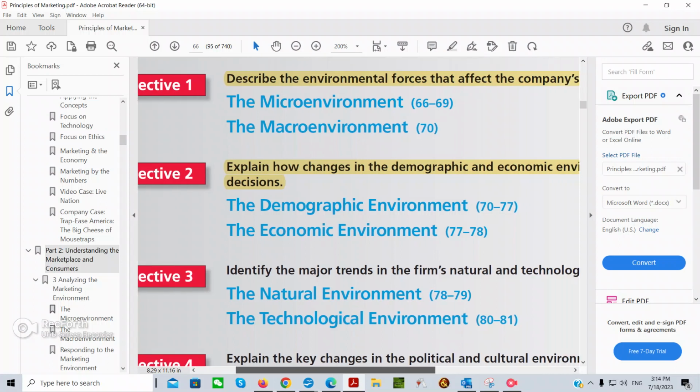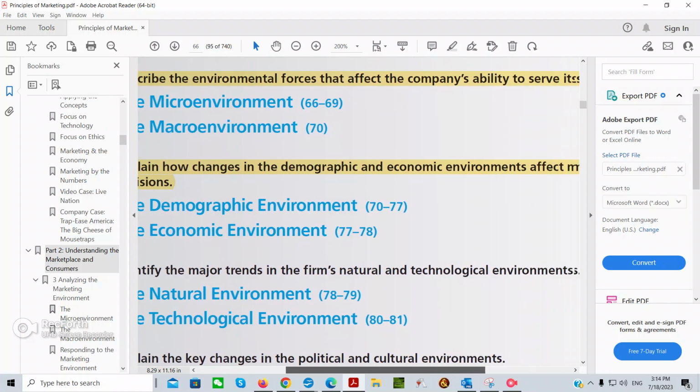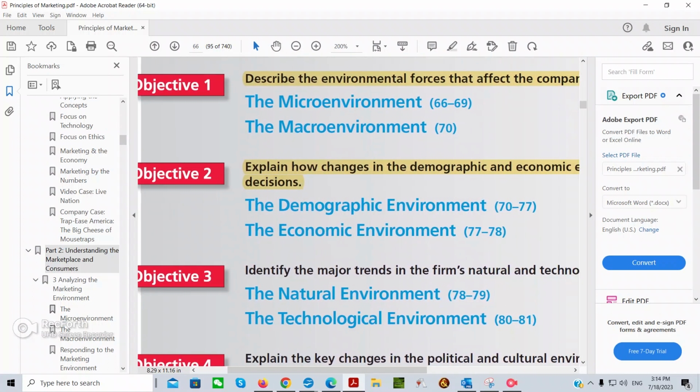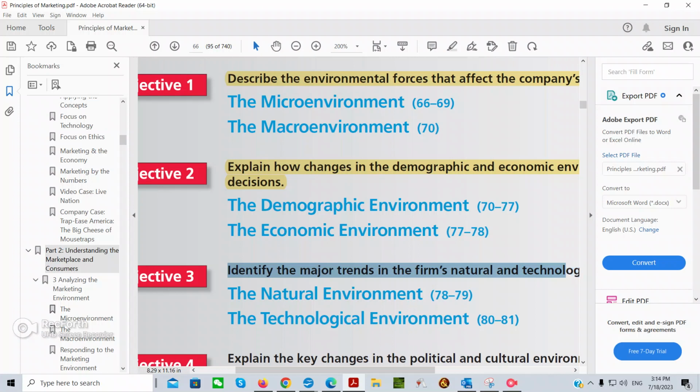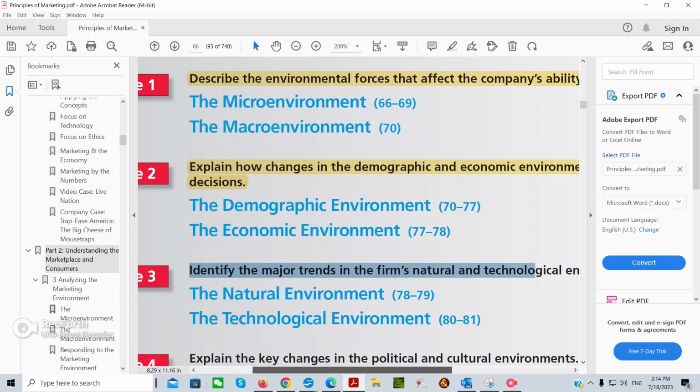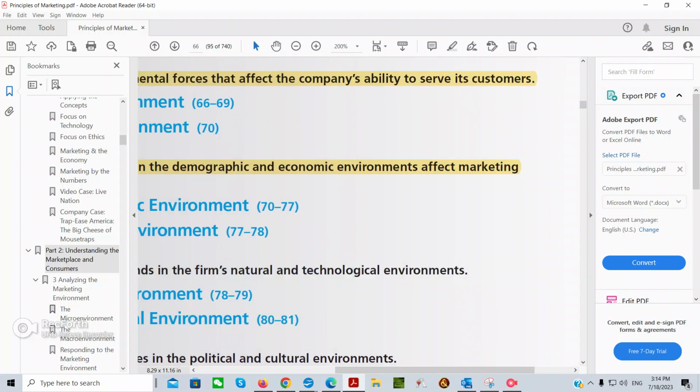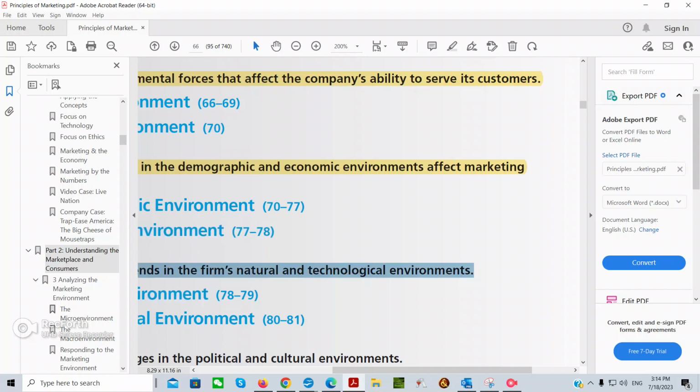Okay? Now, number 3, we want to identify the major trends in the firm's natural and technological environments. Okay, these are trends. Keyword is trends. Just get this here.